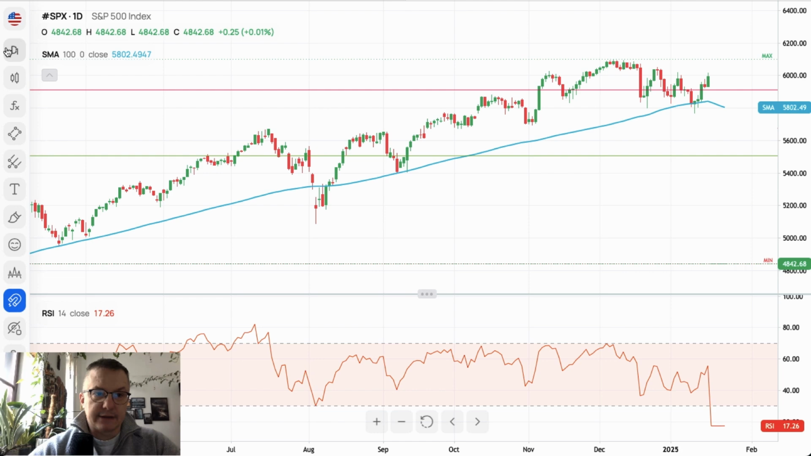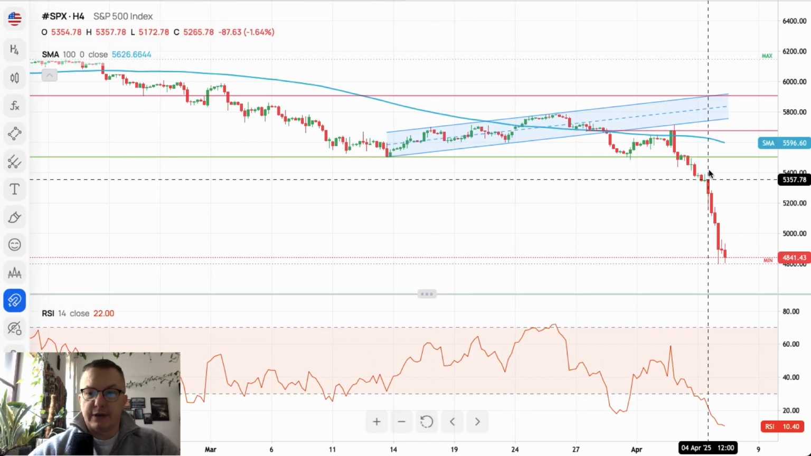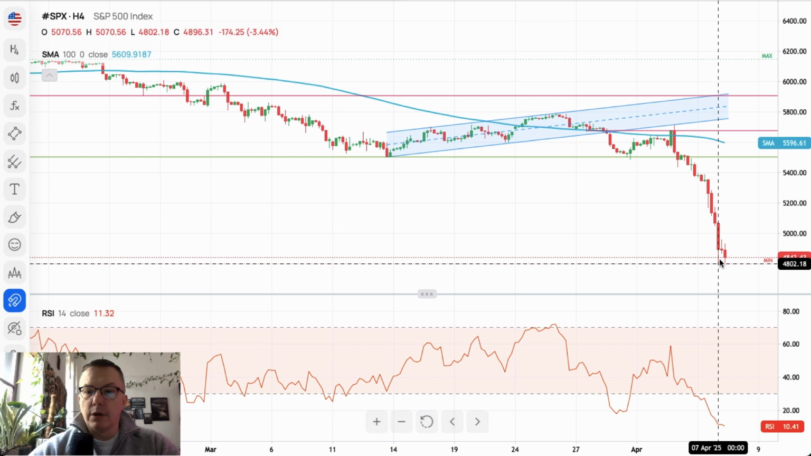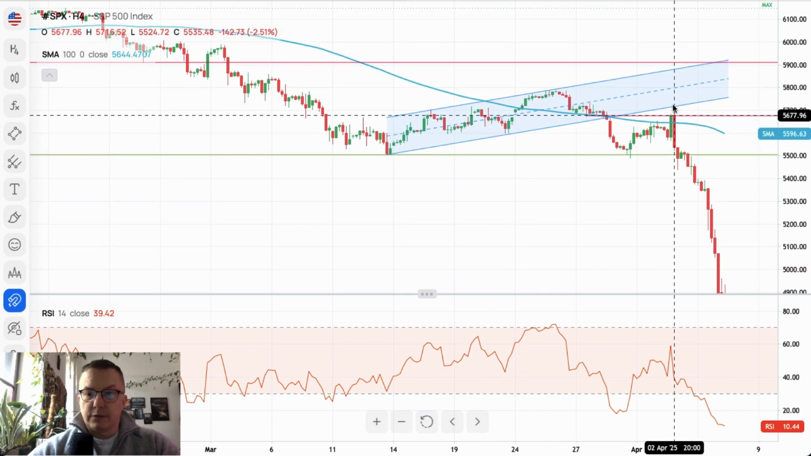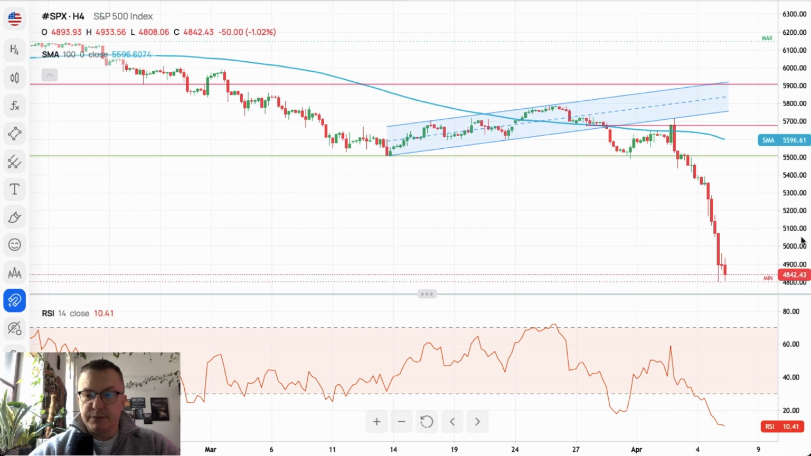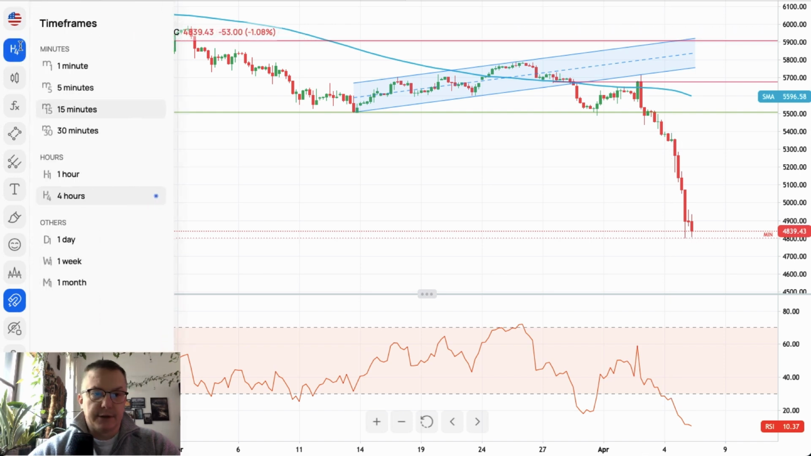You can take a look at the 4-hour time frame chart, because it looks like the S&P 500 is falling down like no tomorrow. After we broke out of the channel, there was a failed test at 5,700. Right now S&P 500 is trading below 5,000, roughly around 4,839. This is a really significant development.